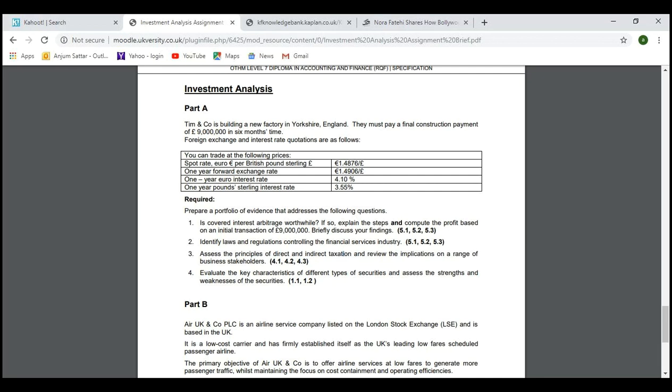Explain the steps and compute the profit based on the initial transaction of 9 million. Briefly discuss your funding method. But where do I work out the actual spot rate? It gives you the percentage now, and it gives you a year. It's not required to find it.